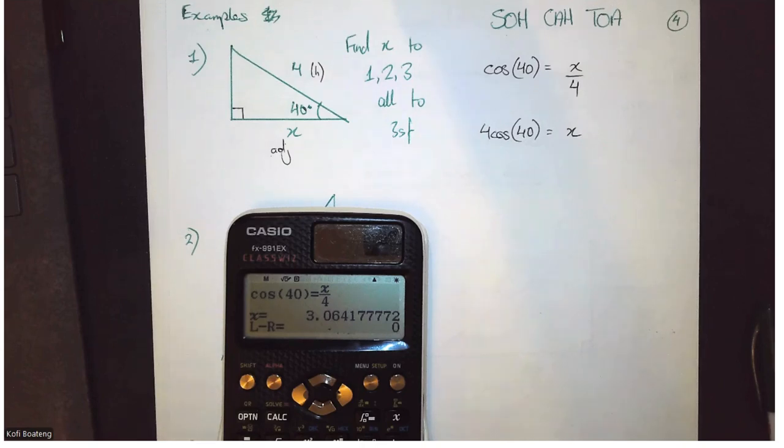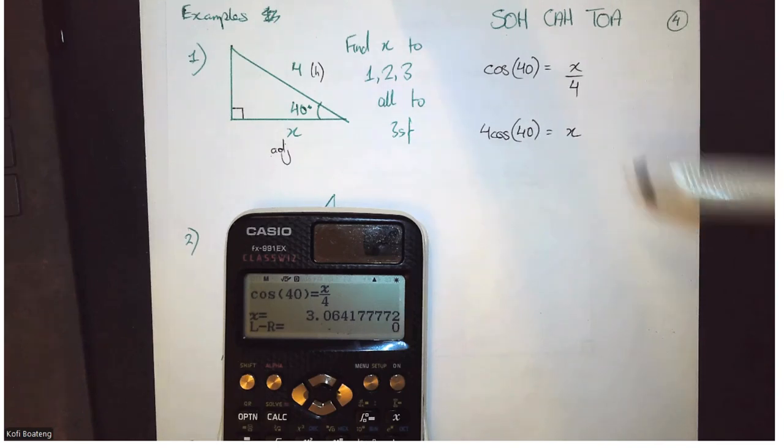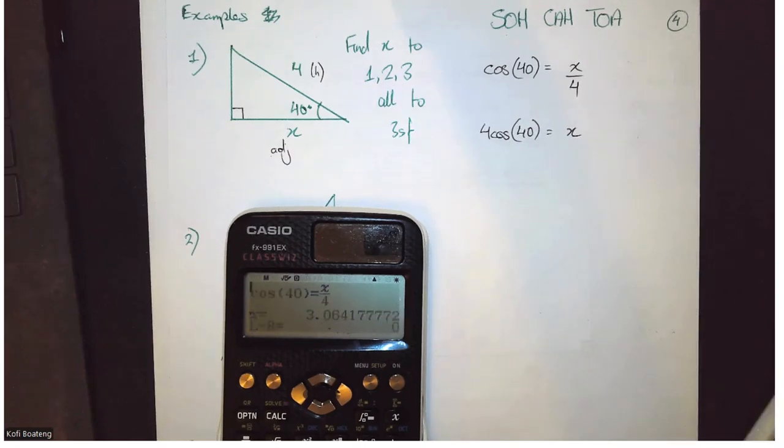So we know we need to work towards 3.06. All I need to do is times both sides throughout by 4, and we get 4 cos 40. So if I therefore put in 4 cos 40, we get 3.064.